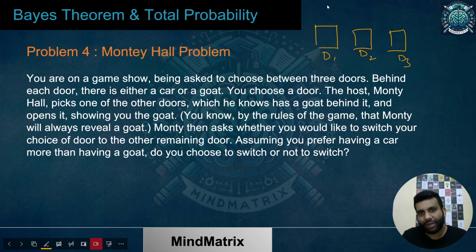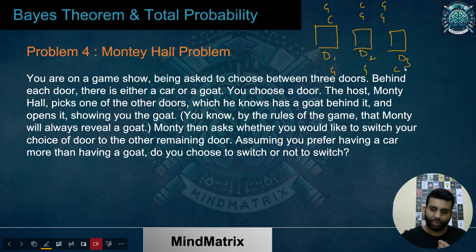So it can be something like this: GCG, or CGG, or GGC. What does it mean? G means goat, C means car. So there are these possibilities that the car can be behind any of these three doors, and behind the other two doors I'll be having a goat. So this is the problem.